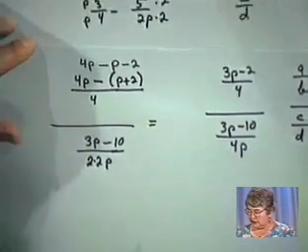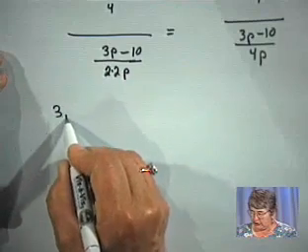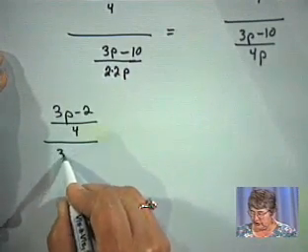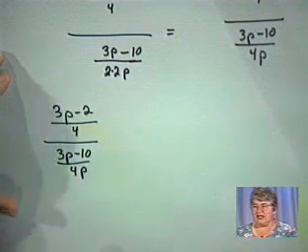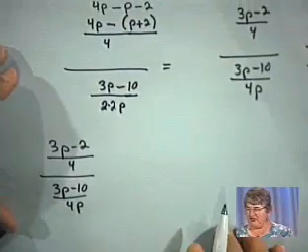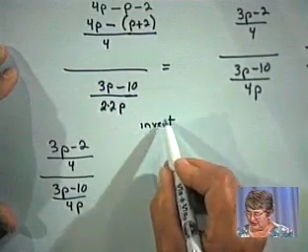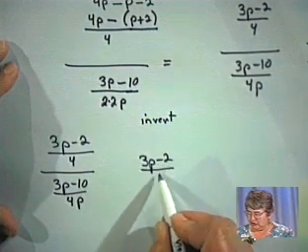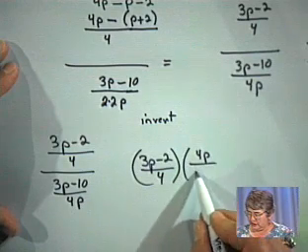So now we can invert and multiply. I rewrote it again the same way I had it before, but I meant to invert and multiply. So we will have 3p minus 2 over 4 times 4p over 3p minus 10.